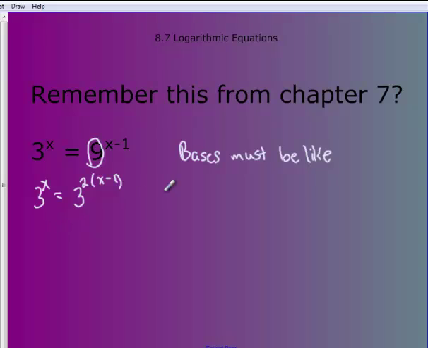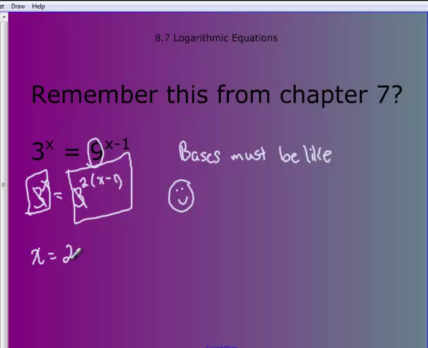Now that we have our bases alike, we're really happy, because when the bases are alike, we can ignore them, because we're trying to get this side to equal this side. We've already got base 3 and base 3 to be alike, so now all we have to do is get the exponents to be alike. We can solve that, and we just get x equals 2.